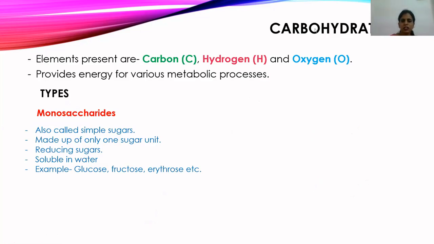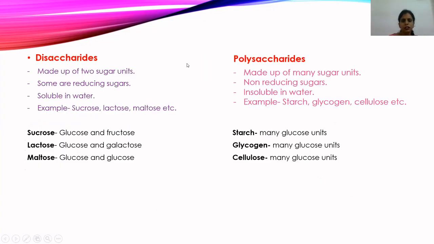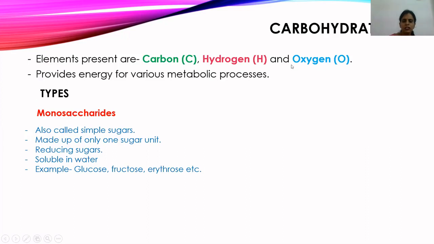As the name suggests, carbohydrates have three major elements in them, that is carbon, hydrogen, and oxygen. It's written here: carbon, hydrogen, and oxygen. So these three are the elements present in carbohydrates. A very important function of carbohydrates is that they provide energy for all the metabolic processes which take place in a body. This is a very, very important function of carbohydrates.